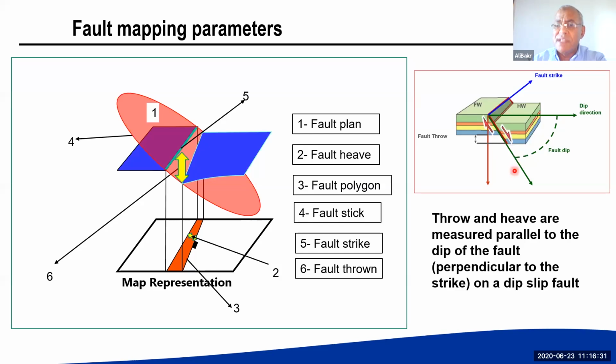Throw means the vertical separation. How much the upthrown side and downthrown side have been separated from each other. This is what we call the fault throw. All those together, we call them the fault mapping parameters. For anyone who is working in the oil business, geologist, geophysicist, reservoir engineer, he has to understand this concept, a very simple concept.